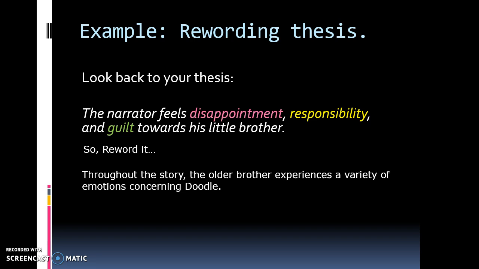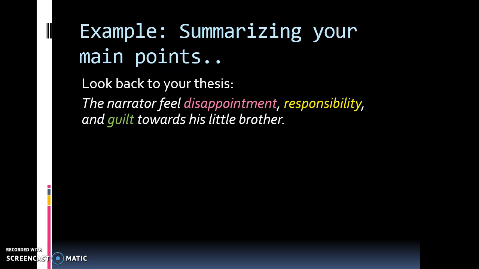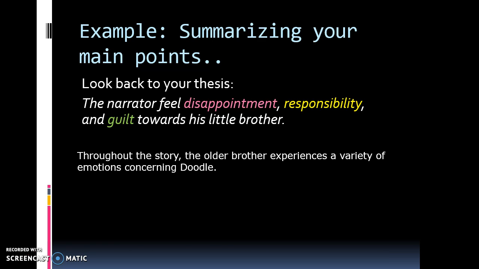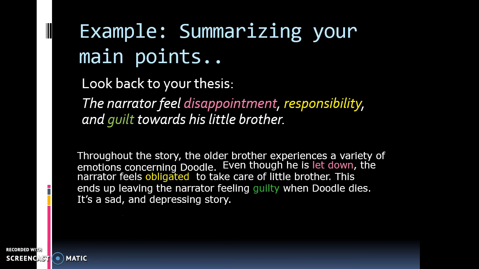Now I'm going to go on and summarize the main points. So looking back at my thesis again, my main points were disappointment, responsibility, and guilt. So how can I summarize those simply? Here is my rewording of the thesis. And so you add on to that. Even though he is let down, the narrator feels obligated to take care of the little brother. This ends up leaving the narrator feeling guilty when Doodle dies. It's a sad and depressing story.